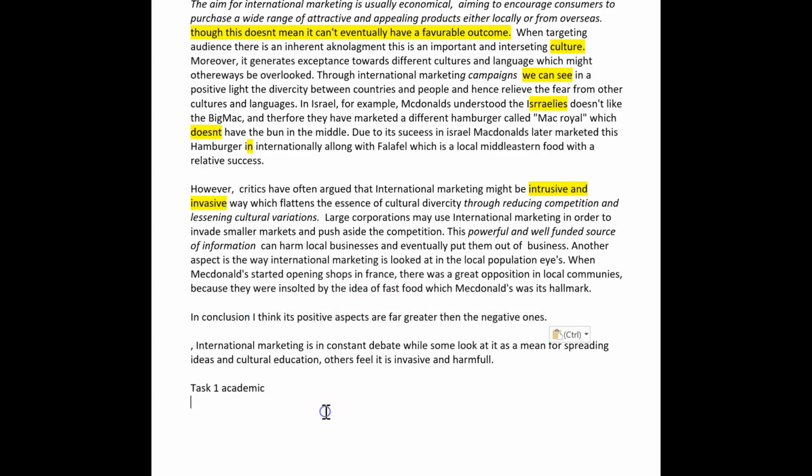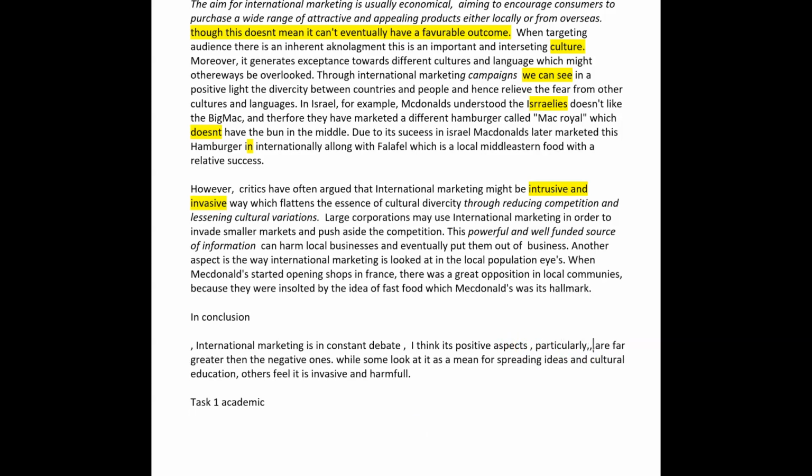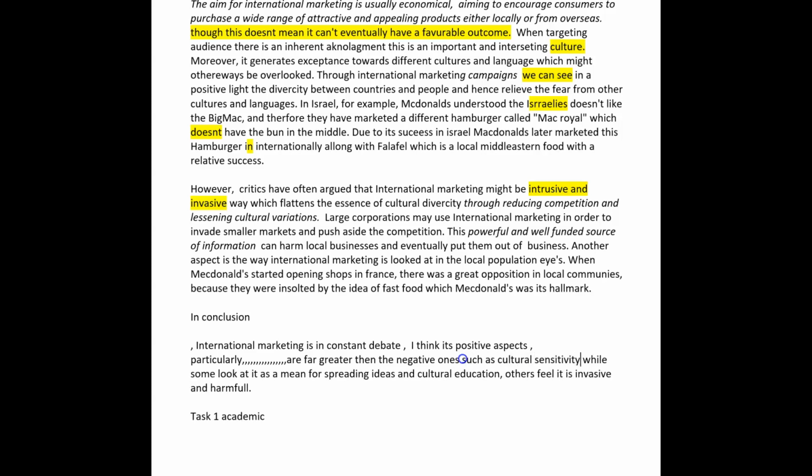I believe that, although the rules and regulations of international marketing are in constant debate. So in conclusion, although there's a lot of discussion about it, or it's in debate, then you want to have your opinion: I believe. Positive aspects, and then you want to have positive aspects, particularly something or other, are far greater than negative ones, such as cultural sensitivity. So you need to give me a little bit more of what you mean there, okay?